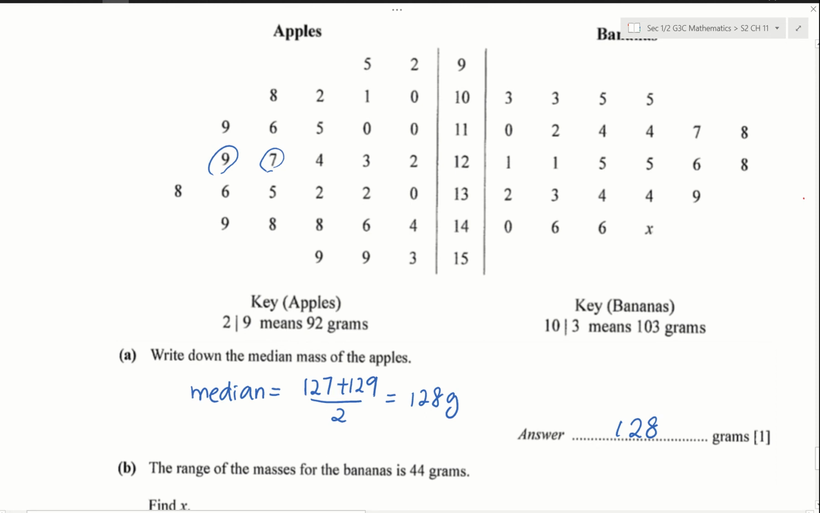Okay, so this one. The range, this student is saying that the range 44 is equal to 140 plus x. Why 140 plus x? He is trying to write down the largest mass of the banana. The largest mass is actually 14x, isn't it? So 14x is given by 140 plus x. Then solve for x, which is 7. Which is okay. But don't copy it down yet.